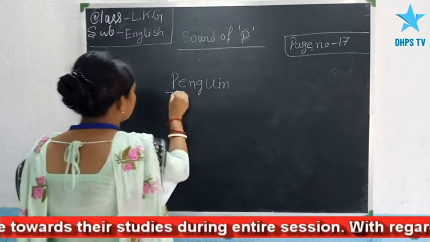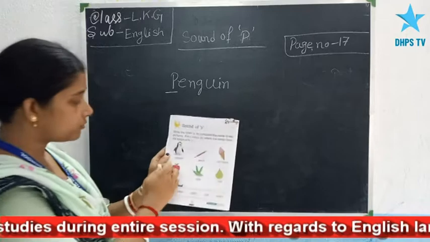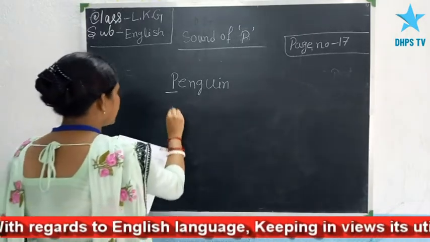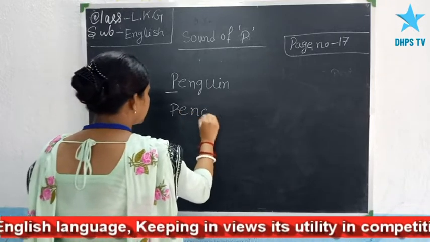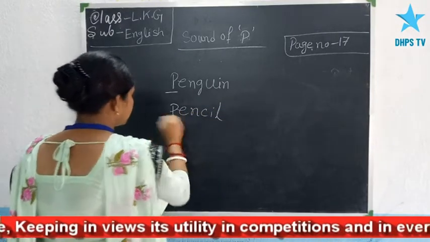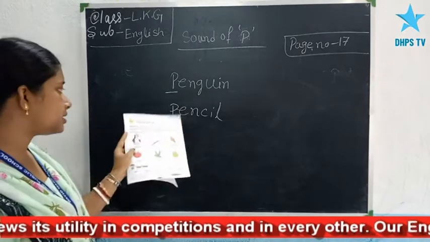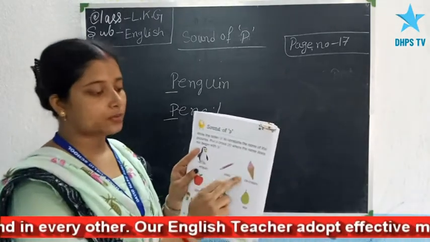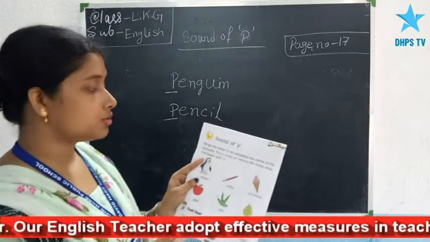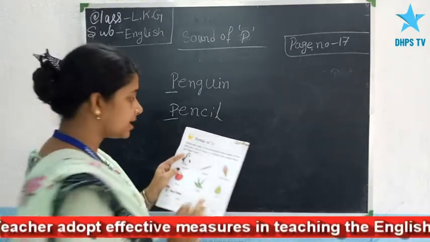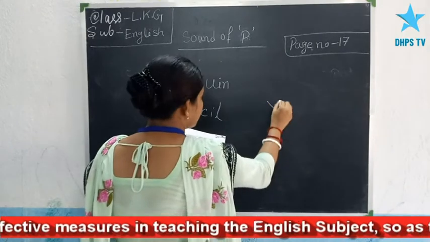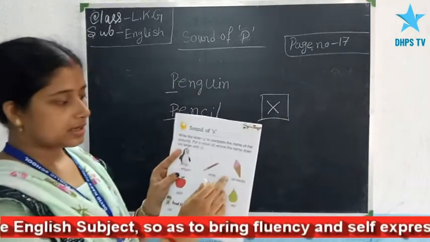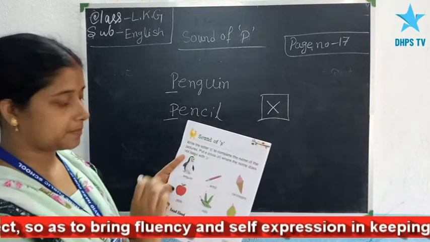P-E-N-G-U-I-N, penguin. So you have to write here P. Then pencil, and pencil spelling is P-E-N-C-I-L, pencil. So just write the spelling. But ice cream starts with I. So don't write the spelling here. Just put a cross in the blank space.